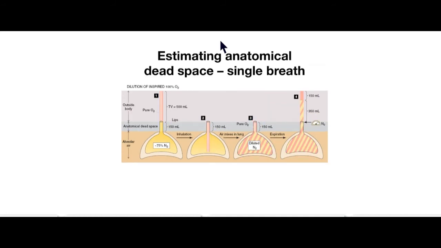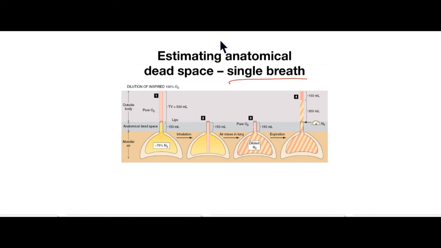How are we going to estimate this anatomical dead space? It's the same basic principle that we had before when we did the nitrogen washout method, right? When we were figuring out the residual volume. Except this time we're going to do it in a single breath, okay? A single breath is going to tell you specifically your anatomical dead space. And the way that works is because we know that the amount of nitrogen that you have inside of your lungs is going to be the same as whatever it was that you've just been breathing, okay?